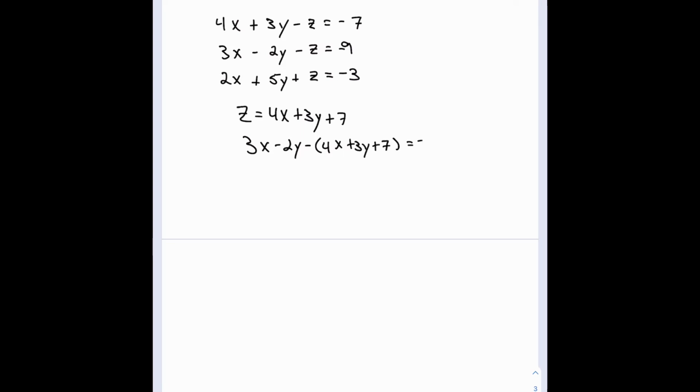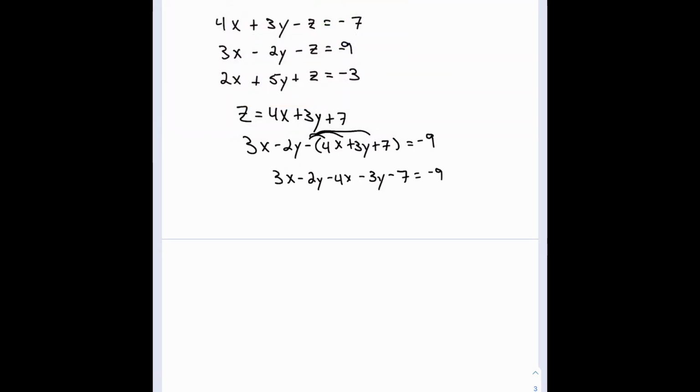And then we know that this equals negative 9. So I'm going to distribute this negative 1: 3x minus 2y minus 4x minus 3y minus 7, all equals negative 9. And I'm going to combine my like terms.